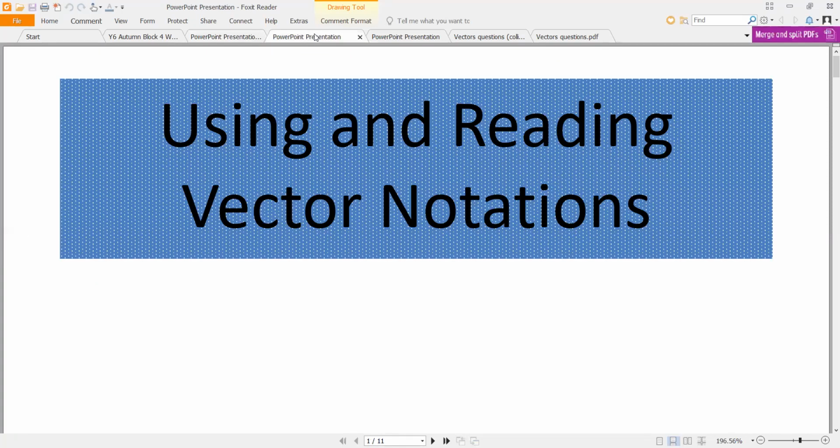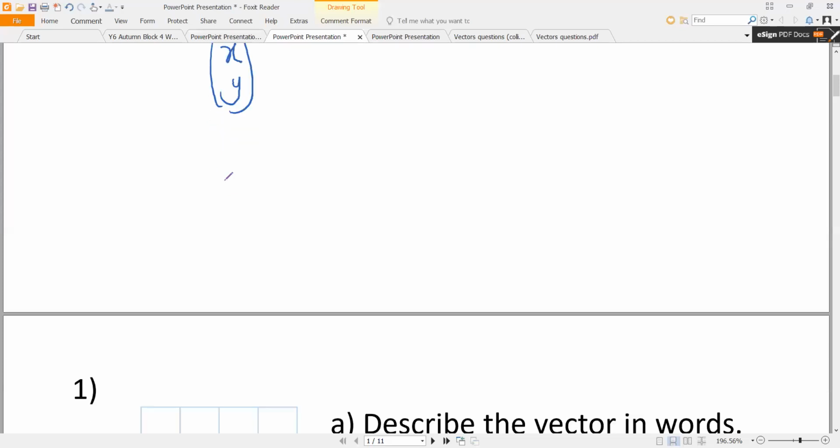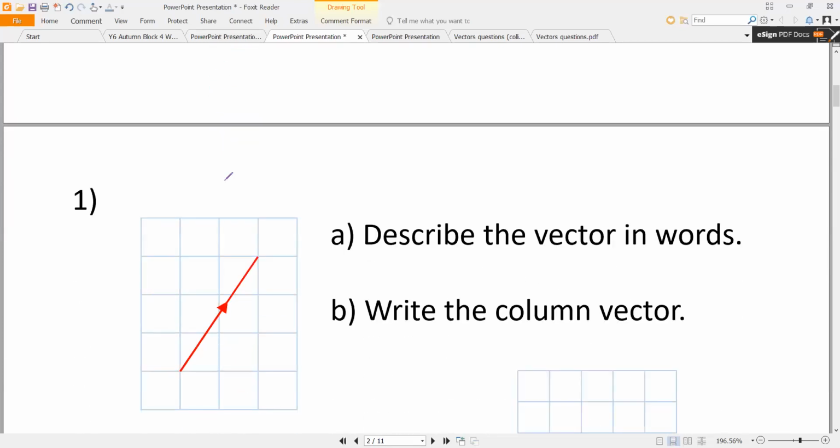Okay, let's take a quick look at using and reading vector notations. So I've given you the notation. I said you can represent vectors as a column vector, x, y. This is a vector, whenever you see something like that. Now it says describe the vector in words. Write the column vector. So look at this vector. How do you describe this vector?